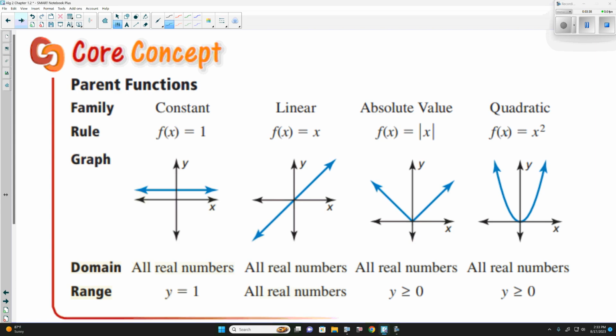Now, what we're looking at today are parent functions. There are 4 types of parent functions we're going to look at, really 3 out of the 4. Constant functions we're not going to look at too much because it's just a flat line. Any transformation, and that's what we're going to be looking at, the transformation of these parent functions, is only going to move them up or down for the constant function. We can't do anything else to it.